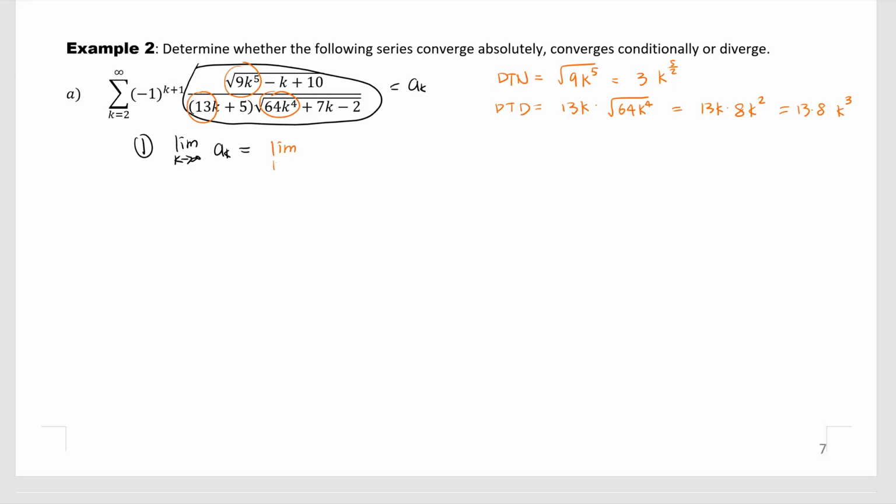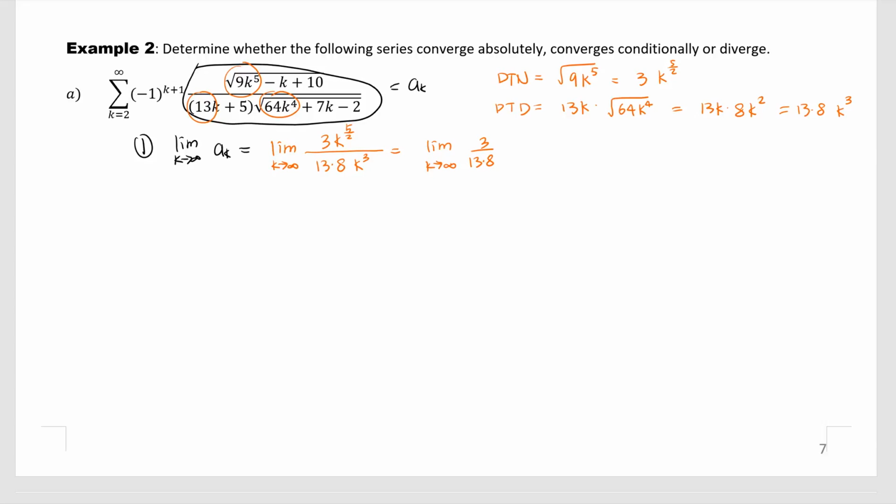Alright, so what's the limit? We have the numerator 3k to the 5/2 over 13 times 8k cubed. Okay, what is that? We can see the limit as k goes to infinity. We can group the coefficients together, so 3 and 13 times 8 down there together, and k cubed and k to the 5/2.